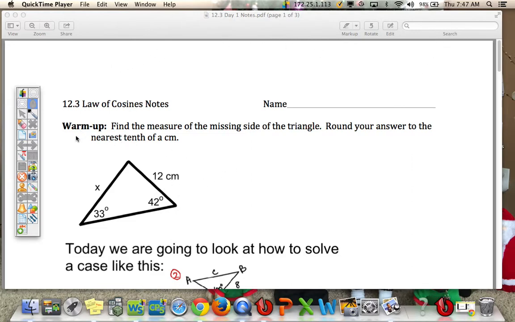In this section, we'll look at something called the law of cosines. Let's start with the warm-up. Find the measure of the missing side of the triangle. Round your answer to the nearest tenth of a centimeter.